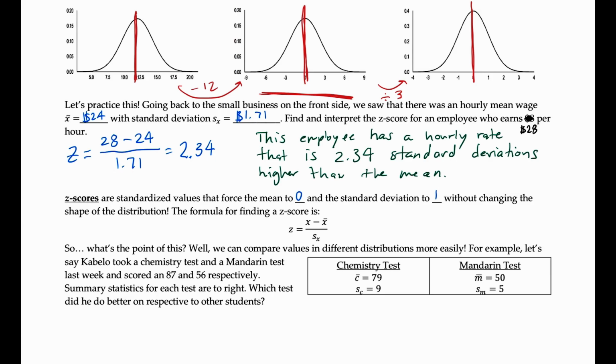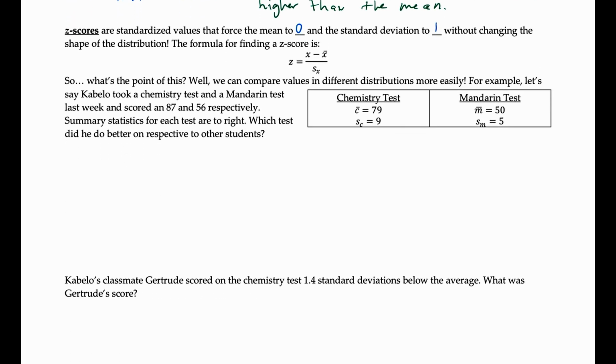So what's the point of all of this? We standardize the value. Good for you. You can interpret it. Great. What it's really nice for, though, is being able to compare values in different distributions more easily. So here's an example. Let's say a student, Cabello, took a chemistry test and a Mandarin test the same week. Cabello got an 87 on the chemistry test and a 56 on the Mandarin test. If you were just looking at those raw numbers, you would think he did better on the chemistry test. But you don't know what the averages were, or how spread out things were.